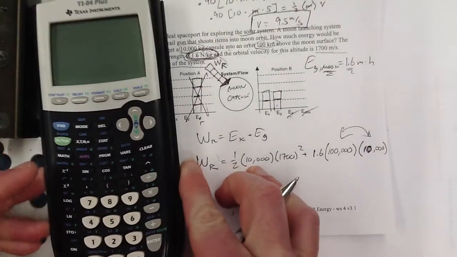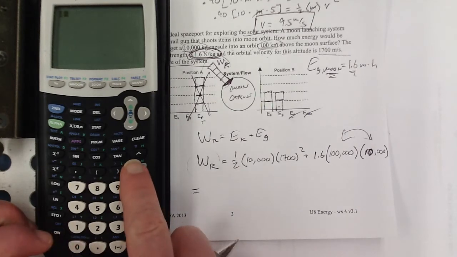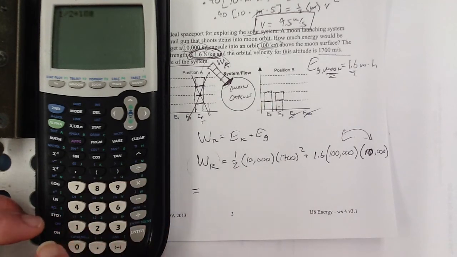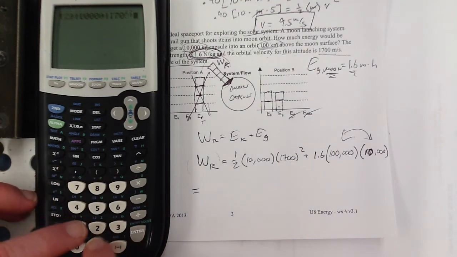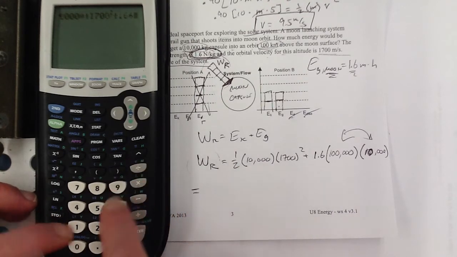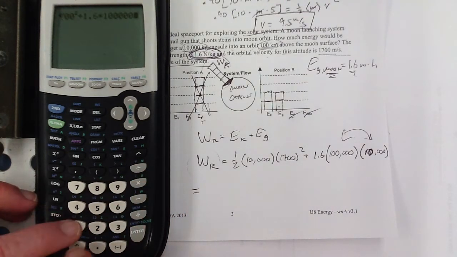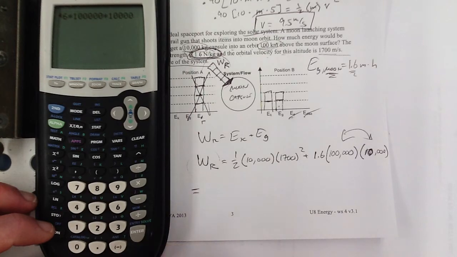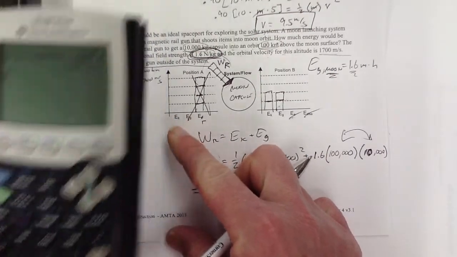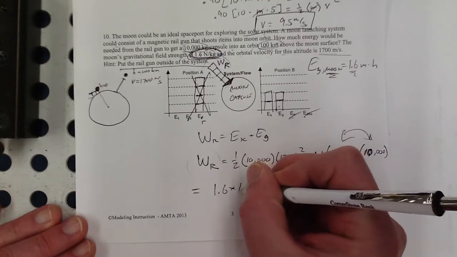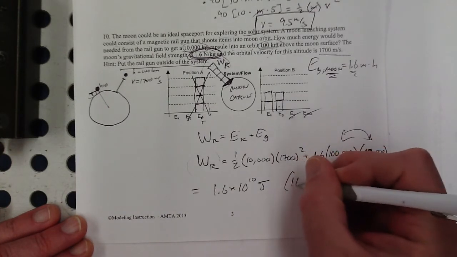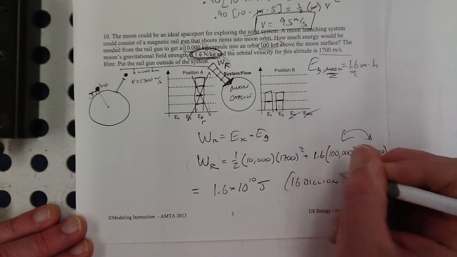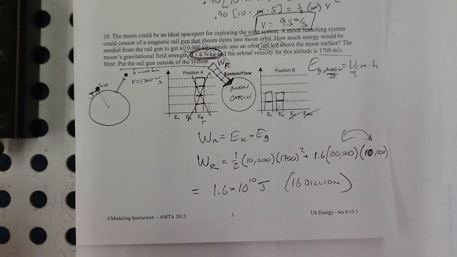So let's crank that all out on the calculator. 1/2 times 10,000 times 1,700 squared plus 1.6 times 100,000 times 10,000. So that's about 1.6 times 10 to the 10th joules, which is about 16 billion. A lot of energy. All right, there you go.